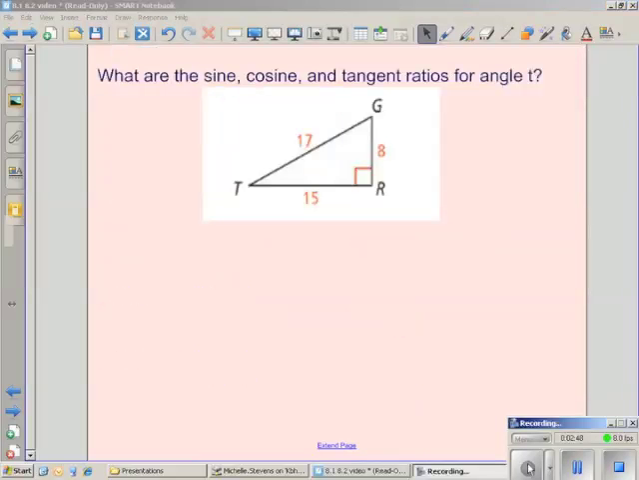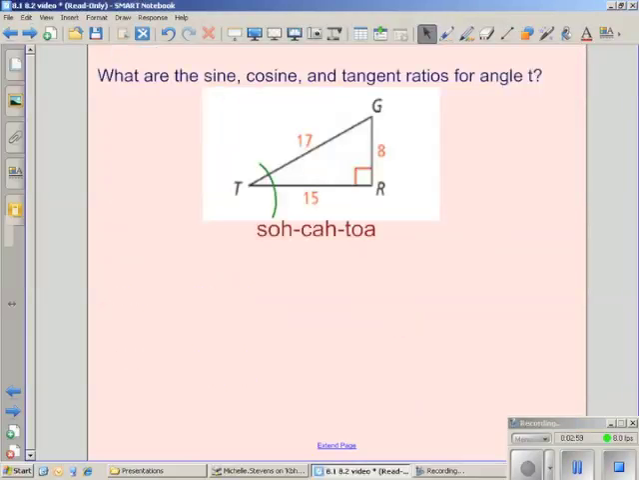Okay, let's practice. What are the sine, cosine, and tangent ratios for angle T? So we're working with this angle right here. Let's remember the acronym SOHCAHTOA. So let's start with sine. Sine is opposite over hypotenuse. So we'll use SIN for an abbreviation. The sine of angle T is equal to O over H. Opposite would be 8, and the hypotenuse, 17.